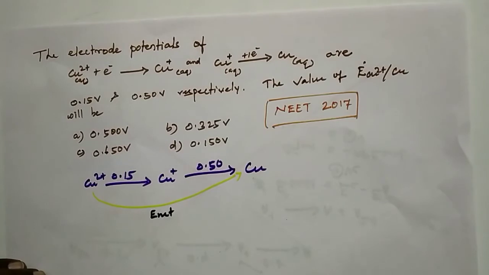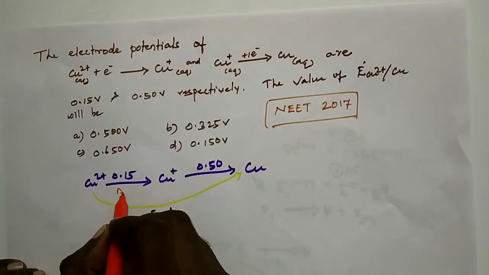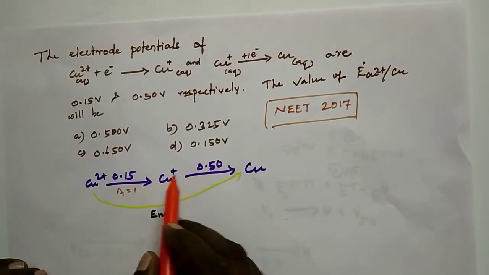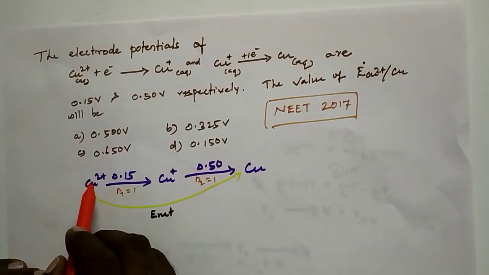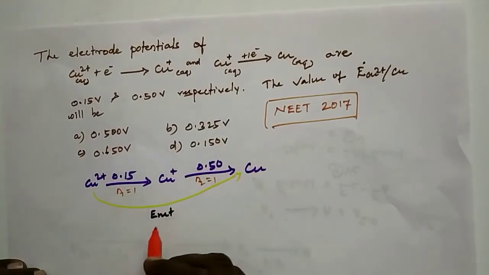Now, what is the number of electrons for the first step? For the first step, n1 is equal to 1. And here, +1 to 0, n2 is equal to 1. And here, Cu2+ to Cu, n is equal to 2.